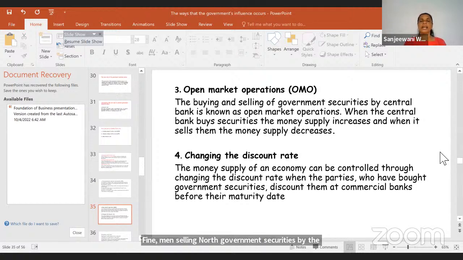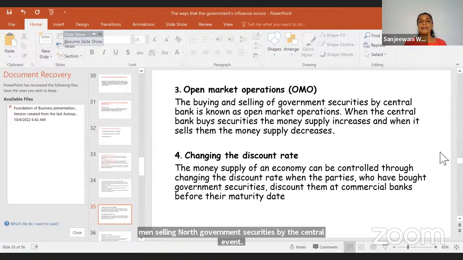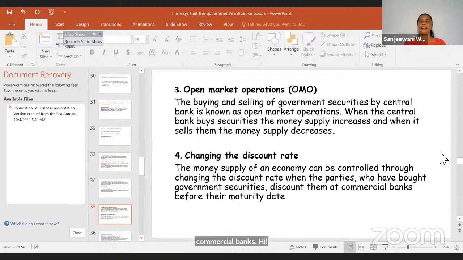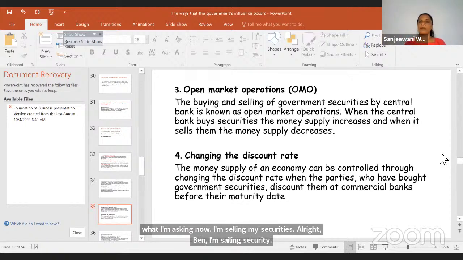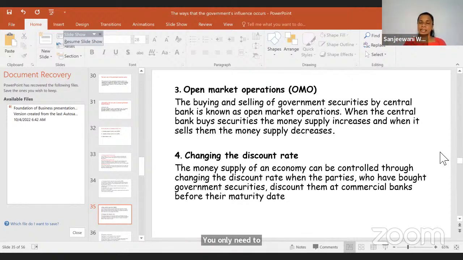Now suppose that I'm the central bank and you are the commercial banks, right? Now I'm selling my securities, right? When I'm selling securities, you need to purchase the securities from me. So when you're purchasing securities from me, from the commercial bank, what will happen to your money? You are giving it to me. So what will happen to your money then? Reduces. That means money supply decreases, right?